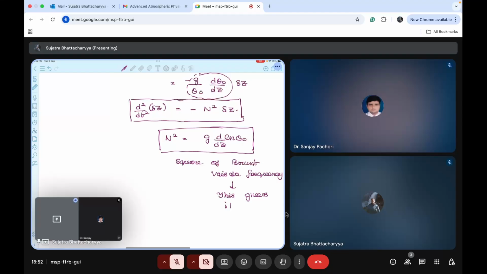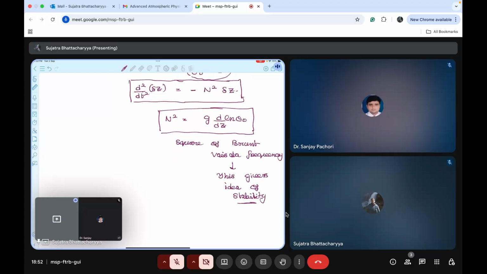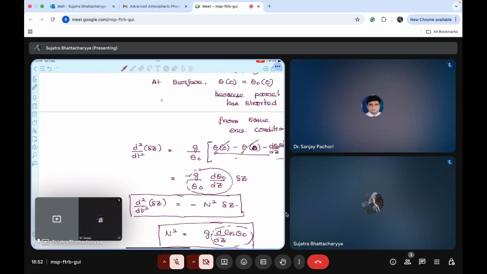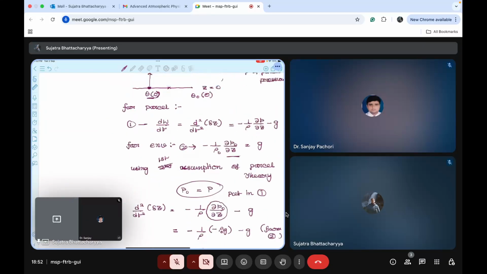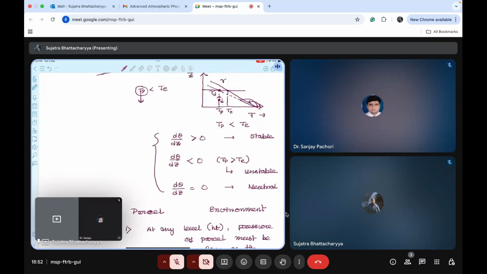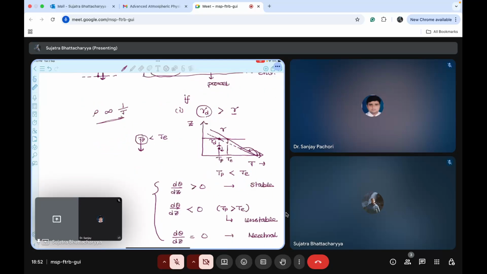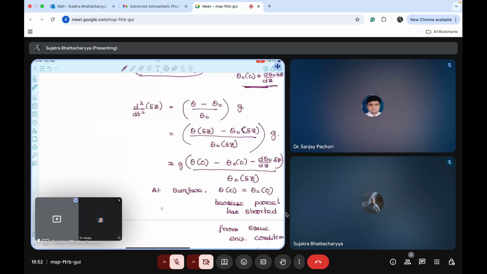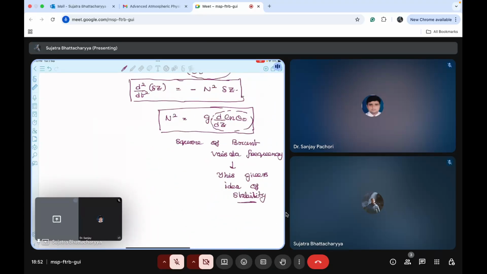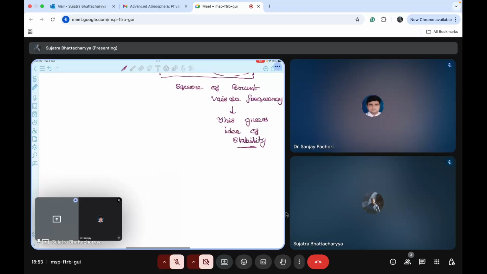This gives an idea of stability. Why? Why does it give an idea of stability? Look at this term, d dz of log theta. We have already seen that d dz of log theta plays a critical role in understanding the stability. This is right. So hence this n square also gives you an idea of the stability.